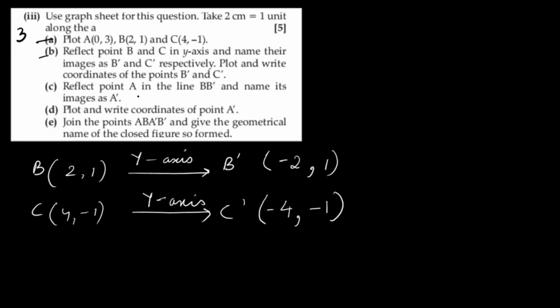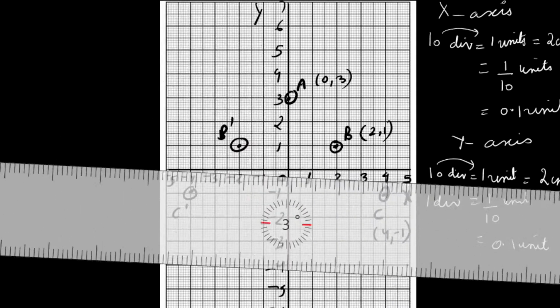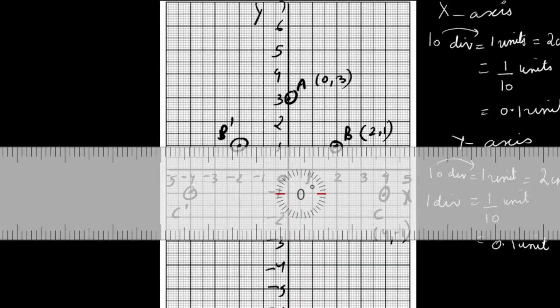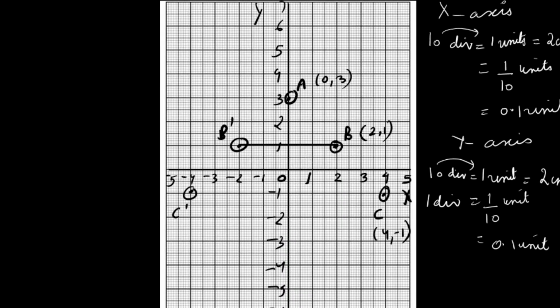Now reflect A in the line BB dash. So A we have to reflect in the line BB dash. That means B and B dash we have to join. So A's reflection from the line BB dash we have to do. Whenever we have to do reflection from any line, first of all those coordinates we will join. So B and B dash I am going to join. From this line we have to do the reflection of A. So same concept you have to follow, the concept which you have to follow here, you have to see from this line.